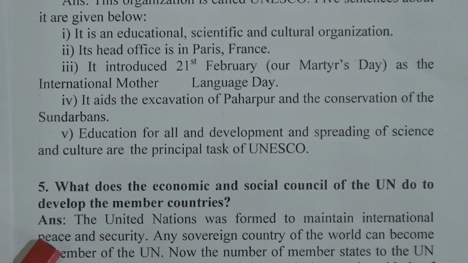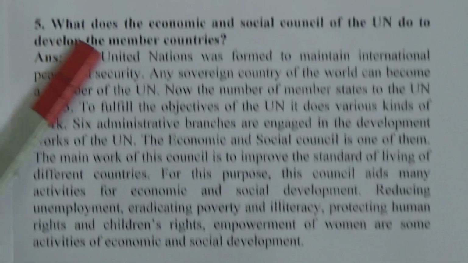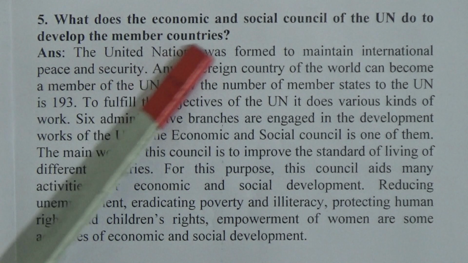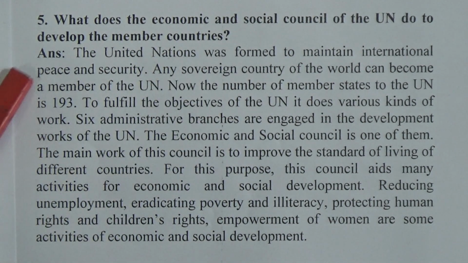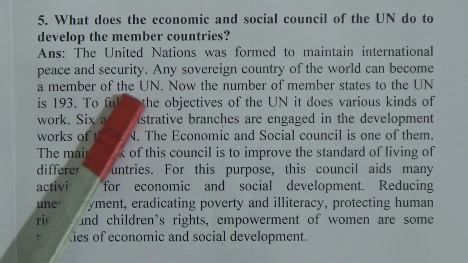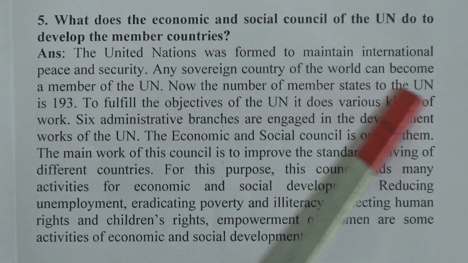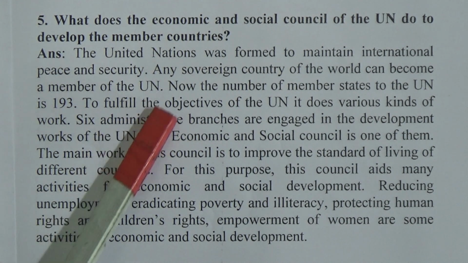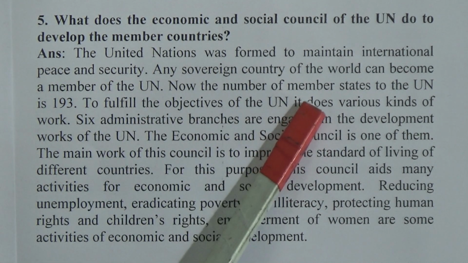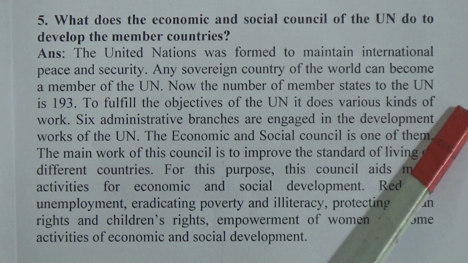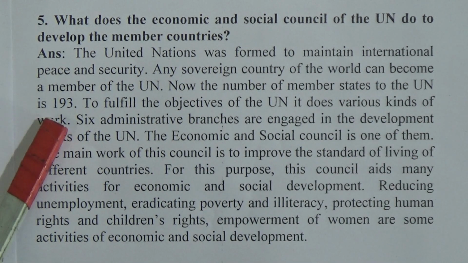Now we will go to our last question, question number 5. What does the Economic and Social Council of the UN do to develop the member countries? And the answer is, the United Nations was formed to maintain international peace and security. Any sovereign country of the world can become a member of the UN or United Nations. Now the number of member states to the UN is 193.